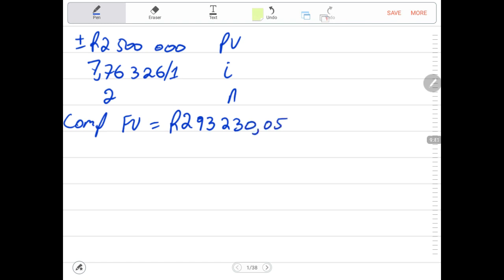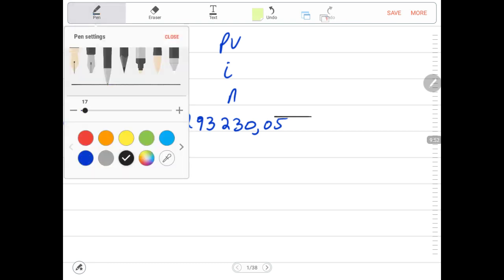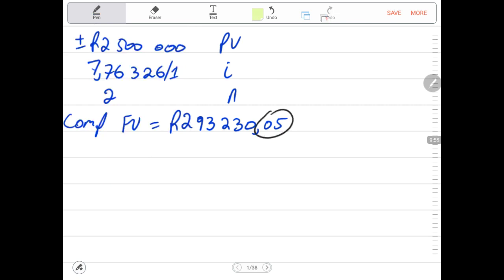5 cents. So now this will be the answer rounded off to 2 decimal places. But let me leave the decimals there so that we just ignore the 5 cents that is there on the side. So we have 2,903 rand, 230 rand, 5 cents. Yes, I'm pronouncing it correctly.